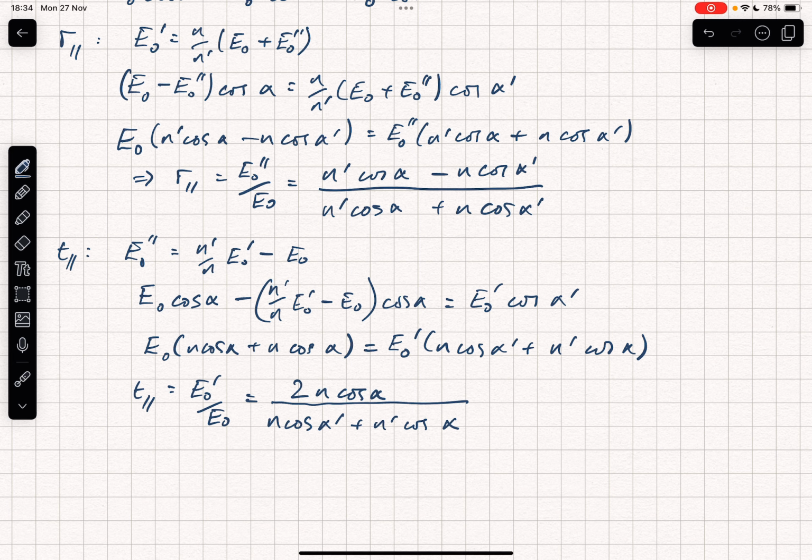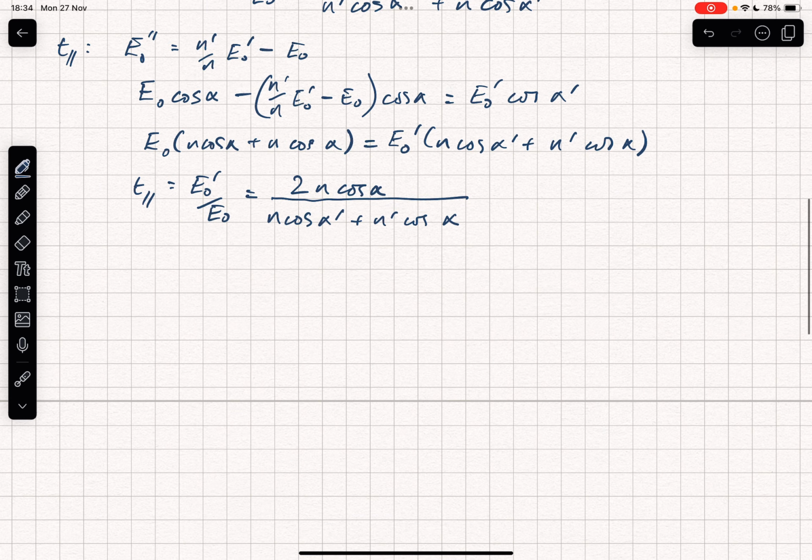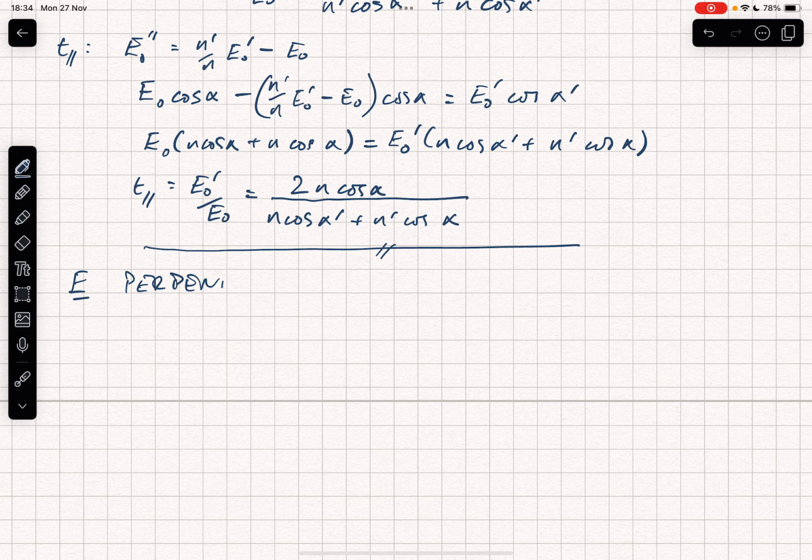If we want to think about the perpendicular components, so when E is perpendicular to the plane of incidence, we only want one underline. And remember, the plane of incidence is the plane containing the wave vectors.